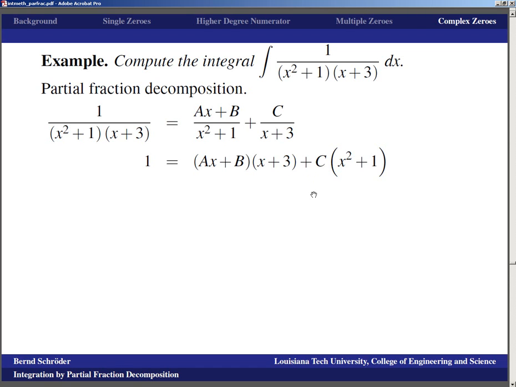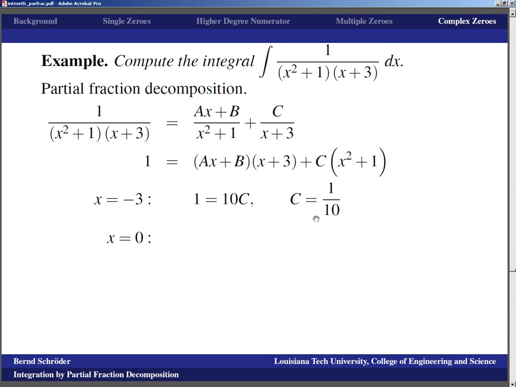And, well, now I think we're going to do the same thing as before with a Heaviside type method, namely, with x equals minus 3, well, the ax plus b actually goes away, right? So that means we get that 1 is equal to 0, plus negative 3 squared plus 1 is 9 plus 1, 10 times c. So 10 times c is 1, and c is 1/10.